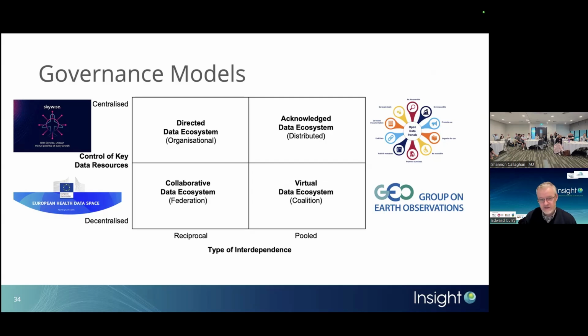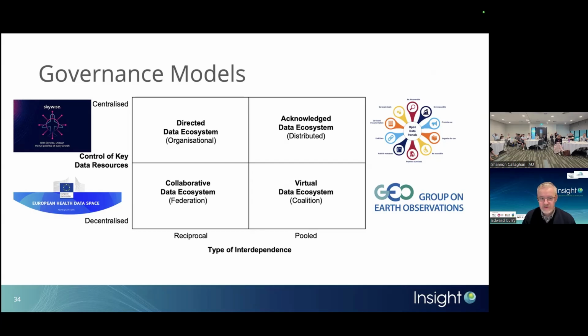And then you have the more coalition approaches. GEOSS is a good example of that. Although I'm not too sure if we classify it as a data space, it's definitely a data ecosystem where you have a coalition of organizations pooling Earth observation data together. But I think GEOSS actually is moving towards more of a data space approach.